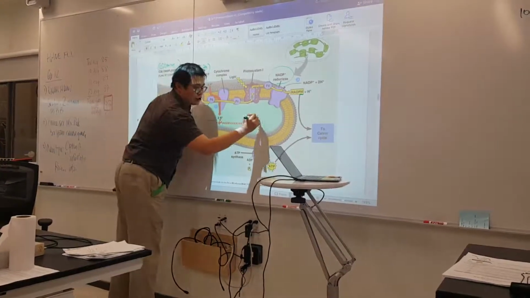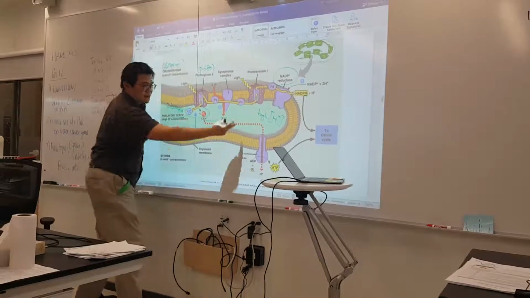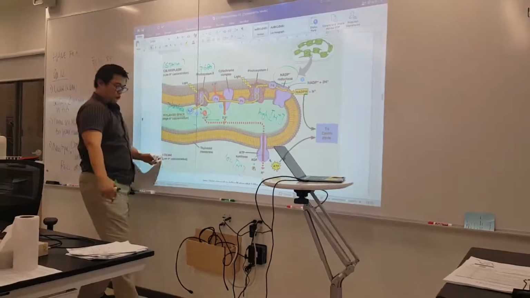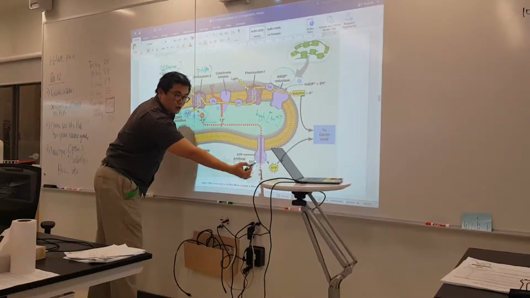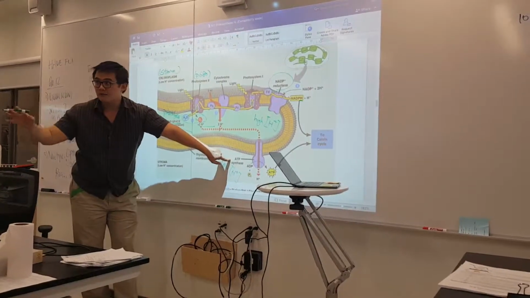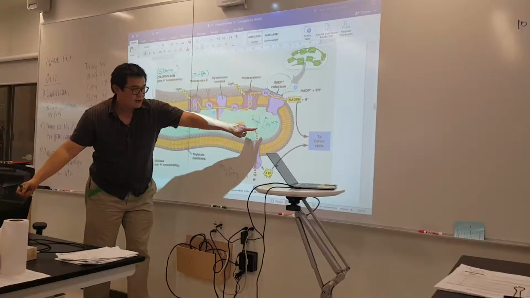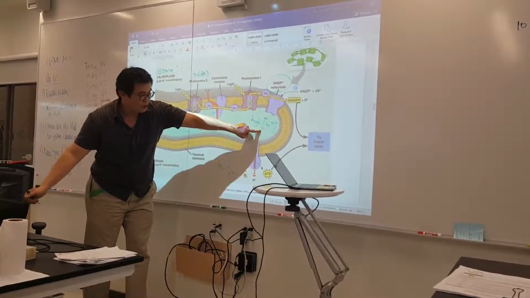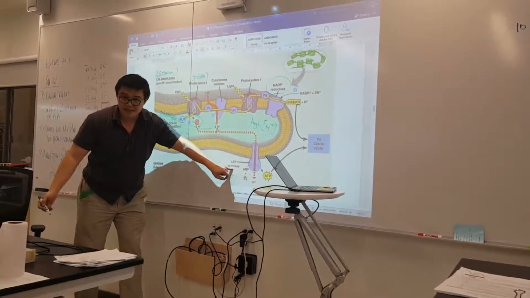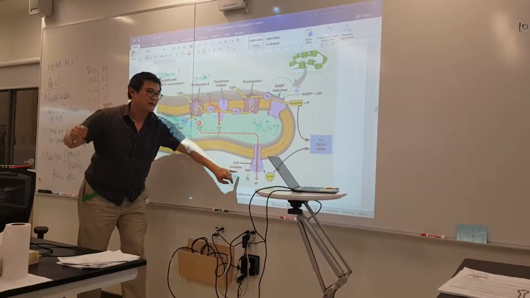You have a high concentration of protons inside the thylakoid space. You have a low concentration of hydrogen in this area here in the stroma. So in this case, it flows through this ATP synthase. Again, you see a similar structure in the cellular respiration. So this high concentration of protons flows back out to the stroma through the ATP synthase. And ATP synthase is an enzyme that synthesizes ATP, so you have more ATP.